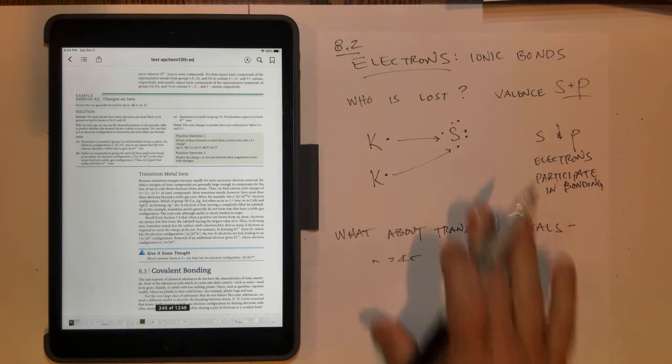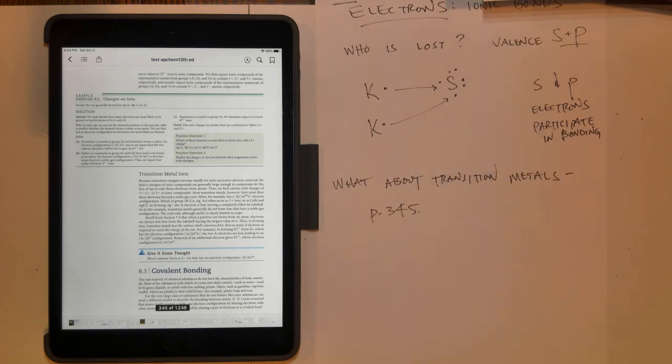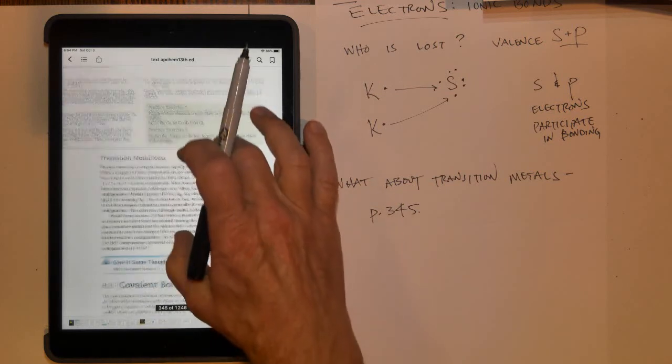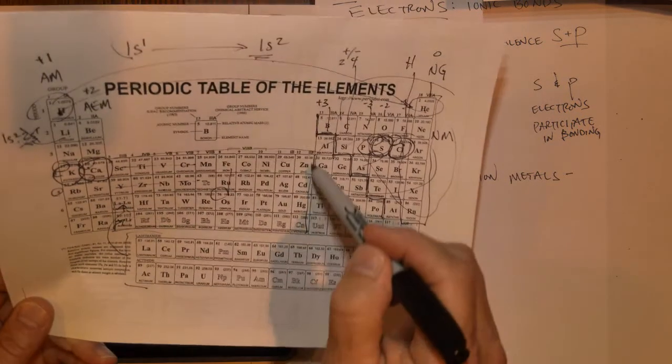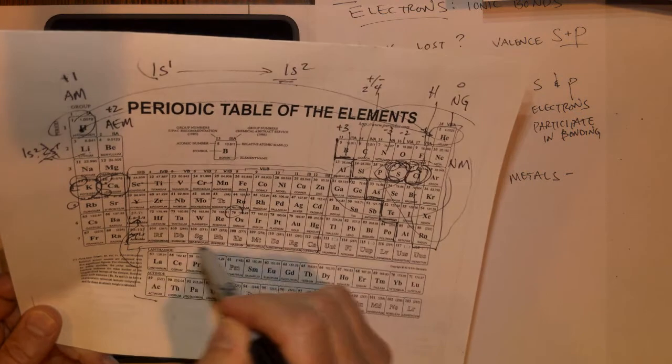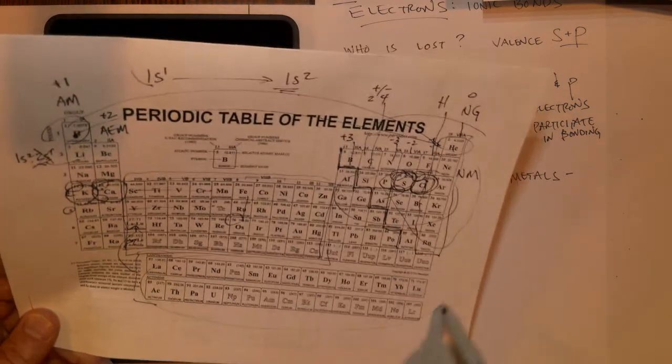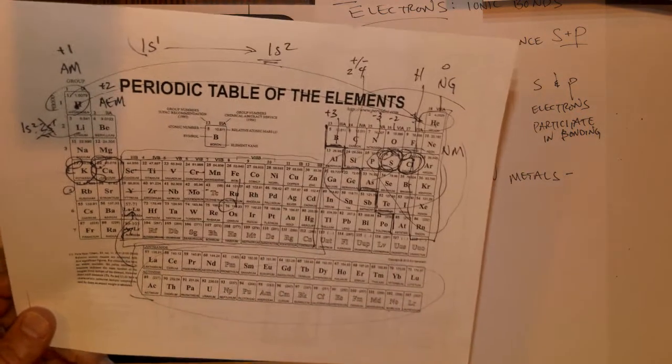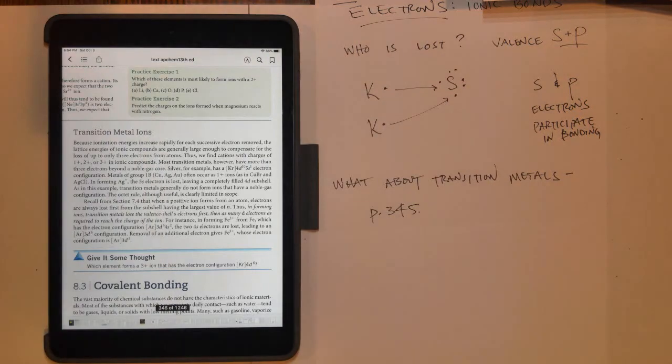The confusion lots of times comes in, but what about transition metals? So transition metals are these guys right in here. They're metals, and they frequently form with nonmetals. They include these guys down here. Frequently form with nonmetals to make ionically bonded substances. So let's just take a look at transition metal ions.